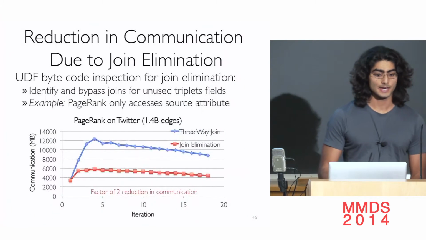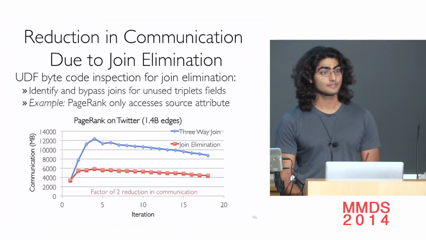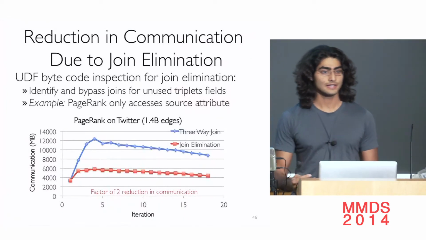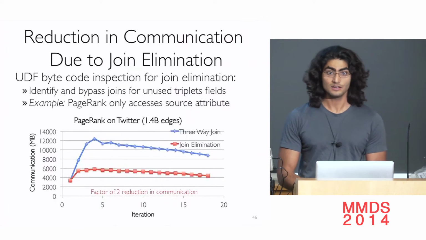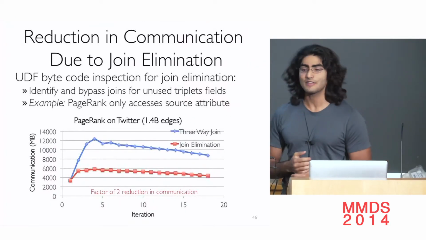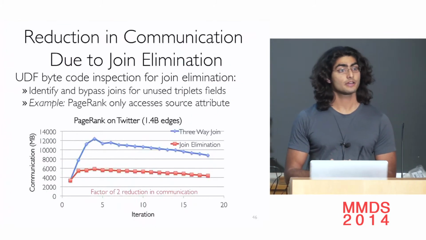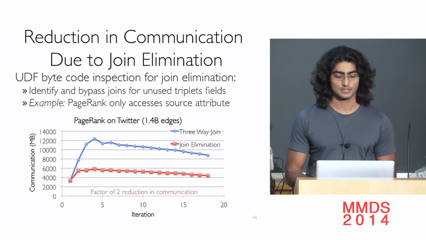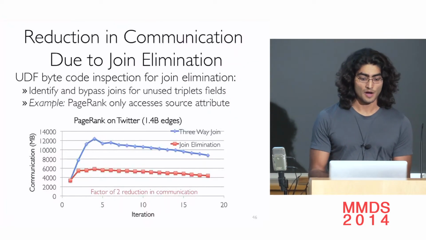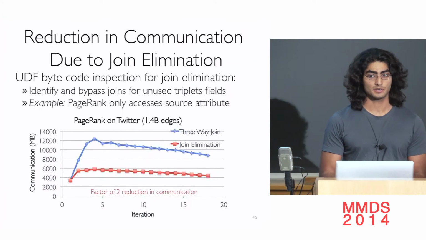And here's the performance impact of this. As you'd expect, it gives about a 2x reduction in communication since we can skip sending half of the vertex attributes in each join. And one interesting thing is that GraphX can actually do this because Spark is written on the JVM, and so is GraphX therefore. Whereas GraphLab actually can't do this optimization at all because its UDFs are written in C++.